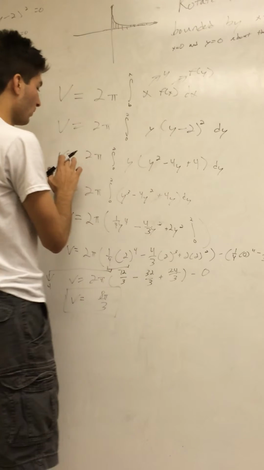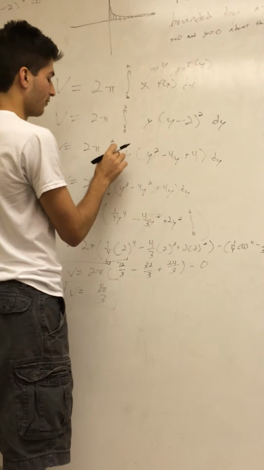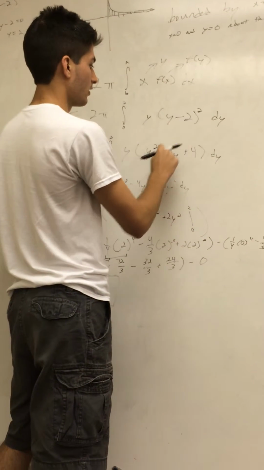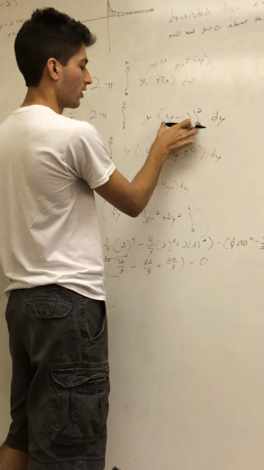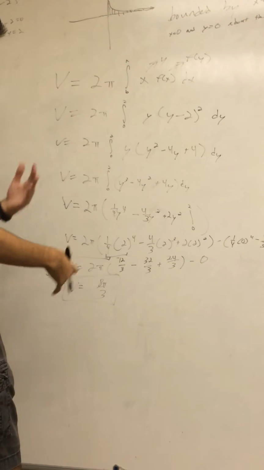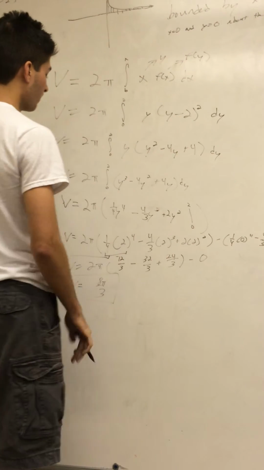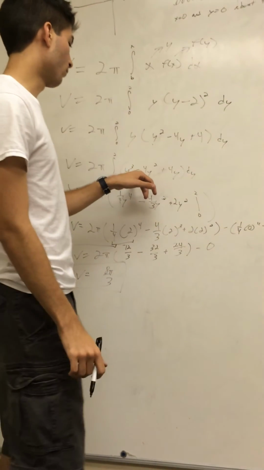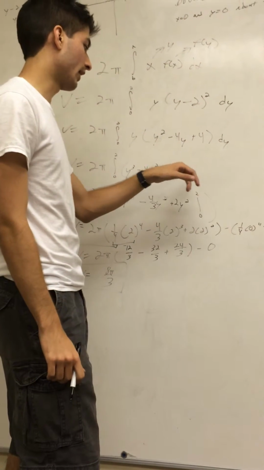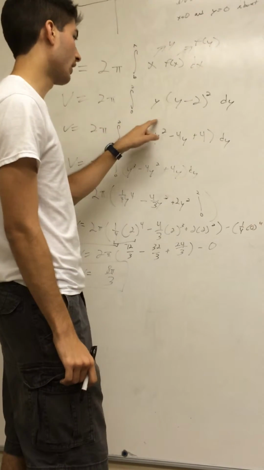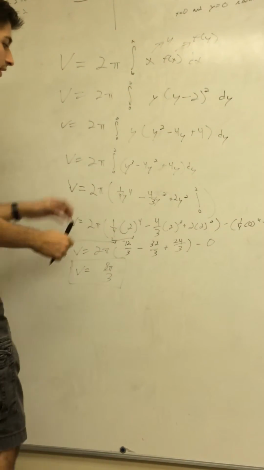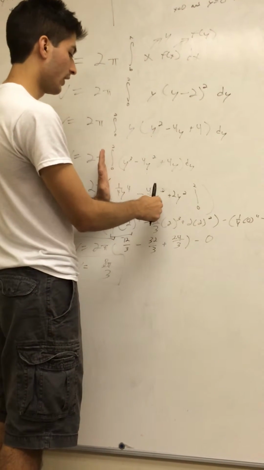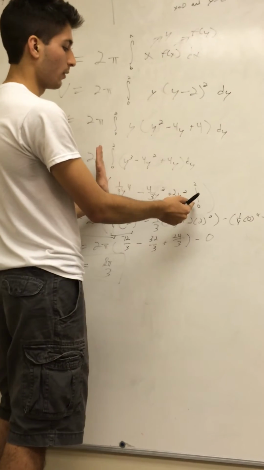So we simplify that down again. We have the volume equals 2 pi integrated from 0 to 2 of y times (y squared minus 4y plus 4) dy. This part is just y minus 2 squared expanded. So we go down again, the volume equals 2 pi integrated from 0 to 2 of y to the third minus 4y squared plus 4y dy. This time we're distributing the y to the rest of our equation. And then the integral of this is 1/4 y to the fourth minus 4 over 3 y cubed plus 2y squared evaluated from 0 to 2.